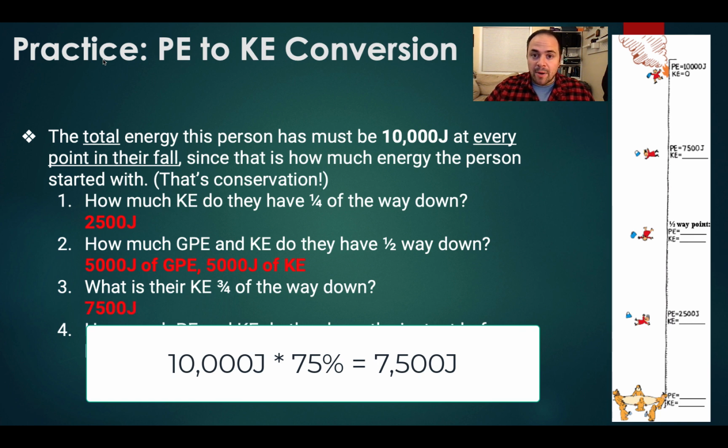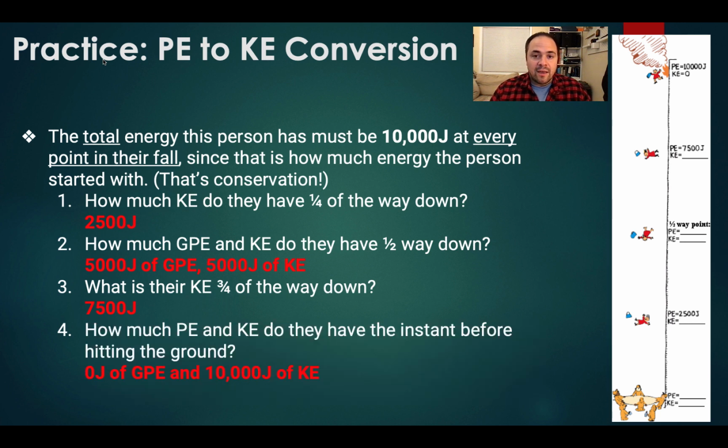And finally, at the very bottom, just before impact, 0 height, 0 potential energy. That means all of their energy must be kinetic energy at that moment, and therefore total kinetic energy is 10,000 joules.